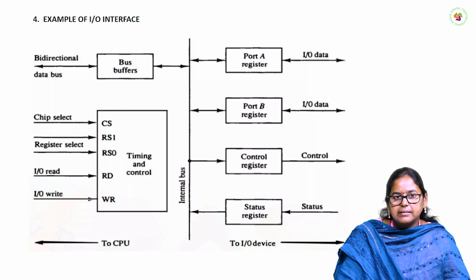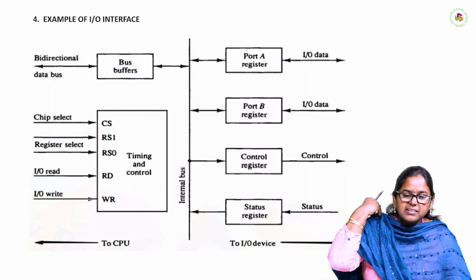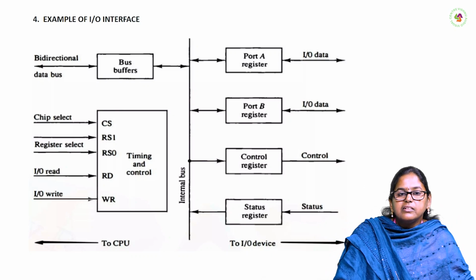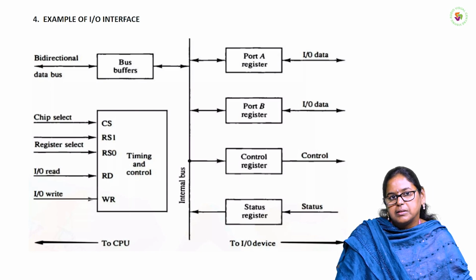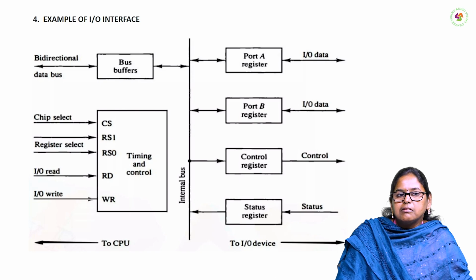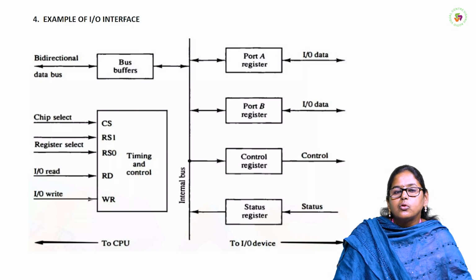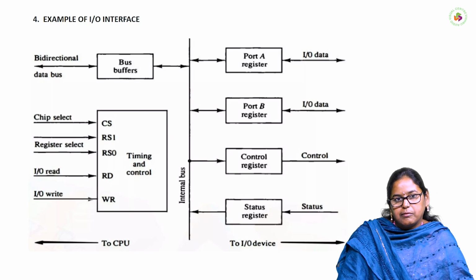When we take the example of IO interface, here we have bus buffers. You can see in the figure we have bus buffers, and the CPU will be communicating with this particular bidirectional data bus. We should have the connection between the CPU and different IO devices. So the CPU is going to communicate with different IO devices using the bidirectional data bus, and whenever it wants to send data, it will store that data in the bus buffers.